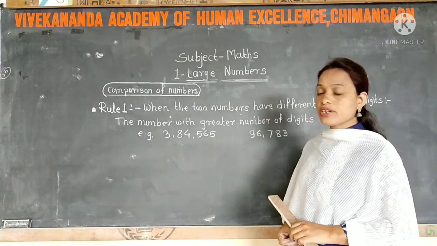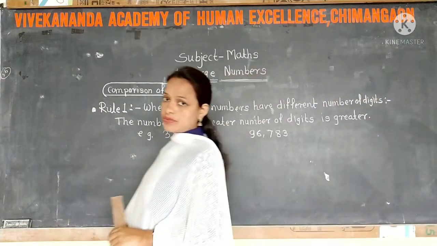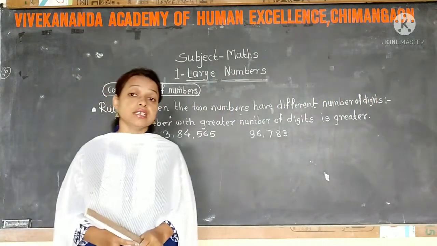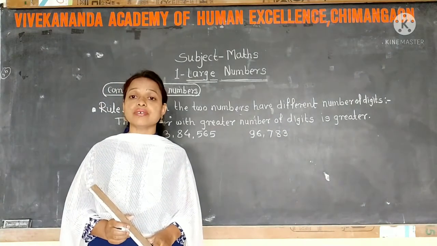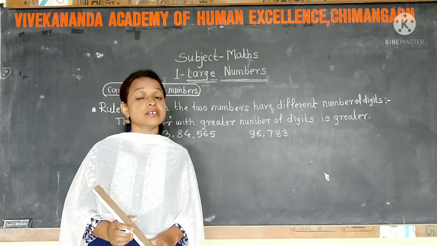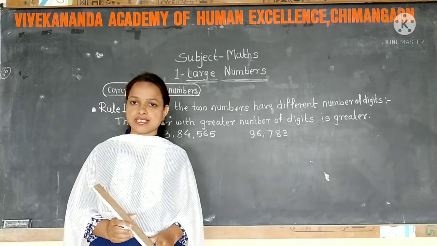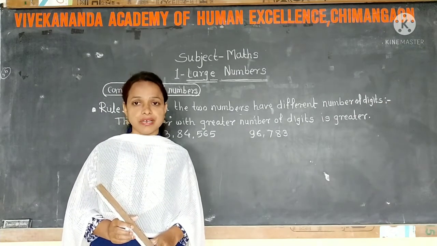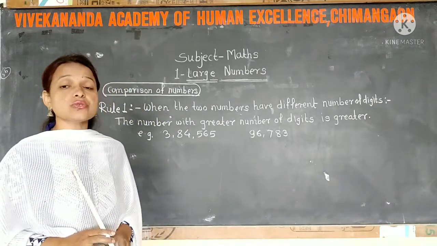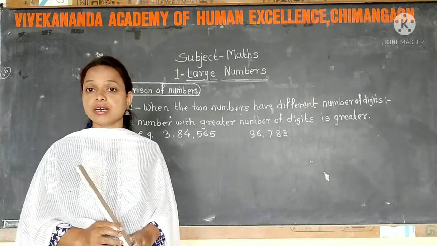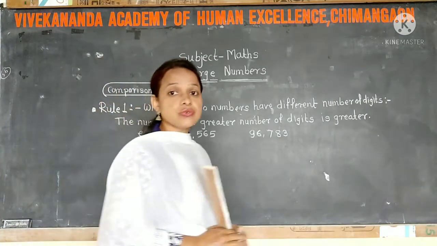Now we will see the next point, comparison of numbers. You have learned before how to compare two numbers. We have to find which of the two given numbers is the greatest and which is the smallest, and then you can compare them by using the symbols greater than, less than and equal sign. For comparing given numbers also, some rules are there. So let us see the first rule.